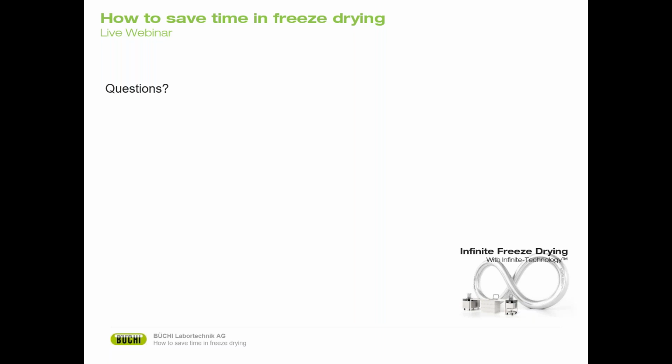Okay, and then I have one more question for Ulrike. Why does a sample even need to be pre-frozen, or can I put my sample in unfrozen?